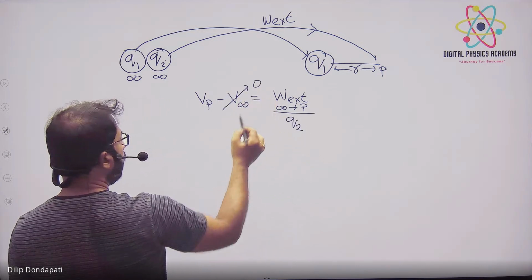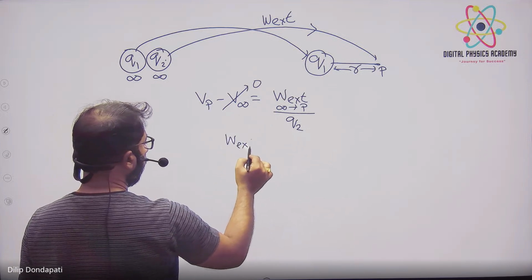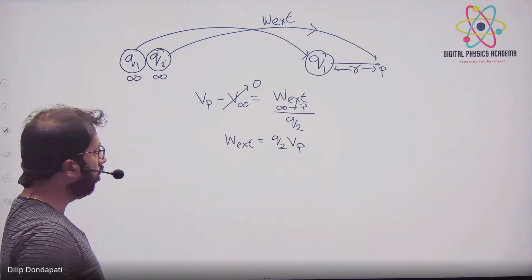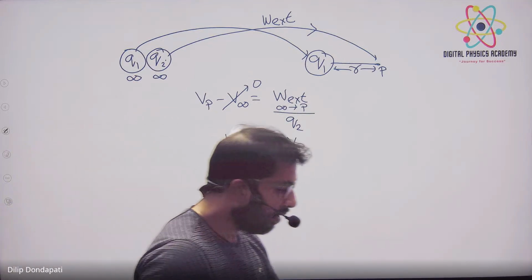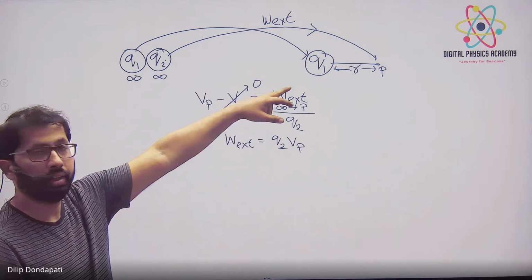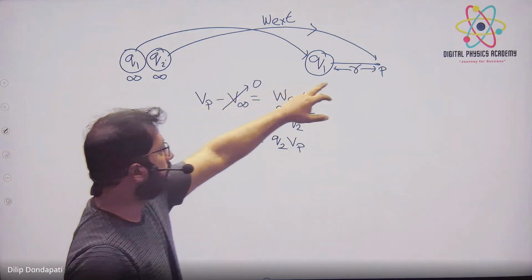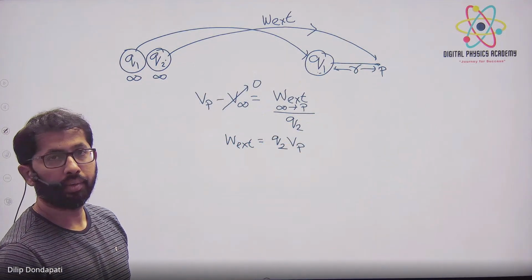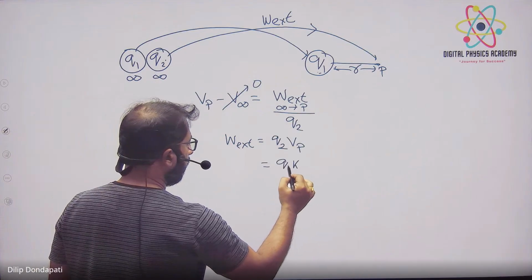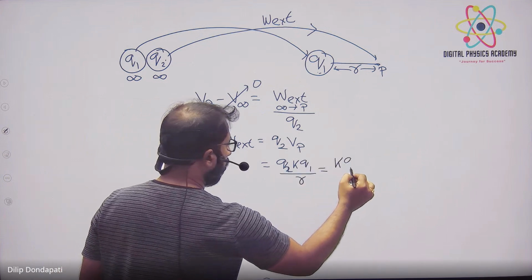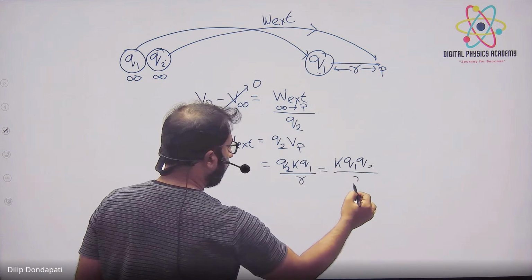Potential at infinity is 0. Therefore, work done by the external agent is Q2 times Vp, the potential at point P. Okay. Tell me, what is the potential at point P, because of Q1? It is K Q1 by R. So Q2 into K Q1 by R. Therefore, K Q1 Q2 by R is the work done, right?